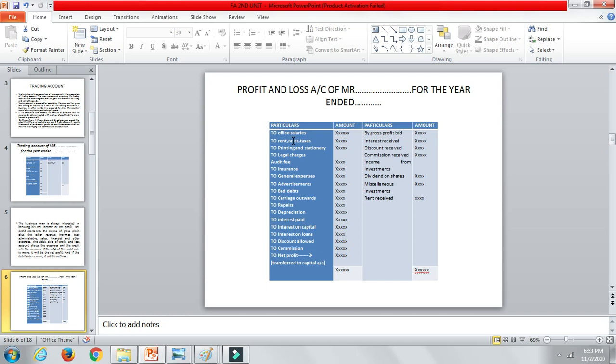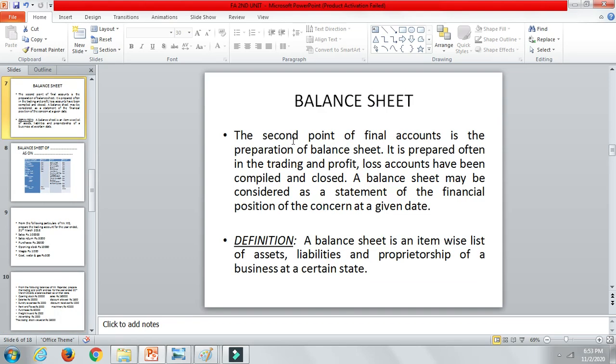Office related incomes and gains go on the credit side, if you have received any interest, commission, discount received, investments, or dividend on shares. Dividends are nothing but the profit which you receive on the shares. This will be named as dividend. Then miscellaneous investments and rent received.